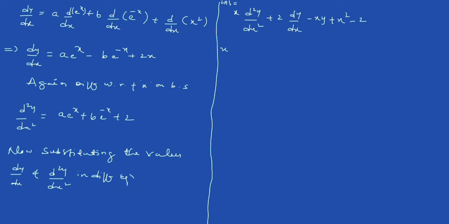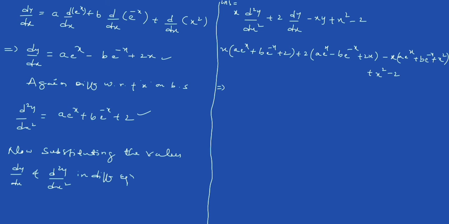x d2y upon dx square, the value we already have here, right? So substitute this: a e to the power of x plus b e to the power of minus x plus 2, plus 2 times dy by dx, the value we already have here, substituting a e to the power of x minus b e to the power of minus x plus 2x, minus x times the value of y, which we already have, a e to the power of x plus b e to the power of minus x plus x square, plus x square minus 2, right?